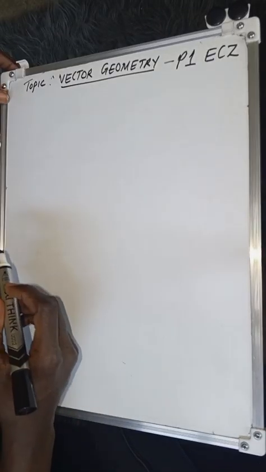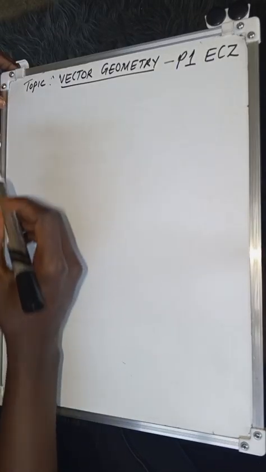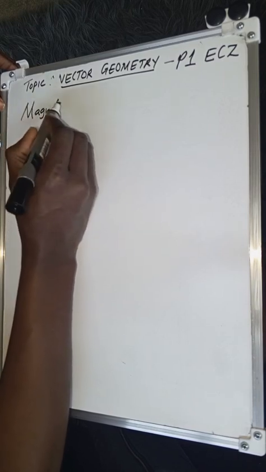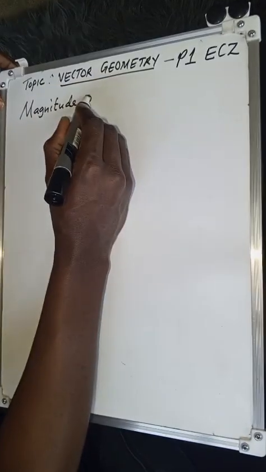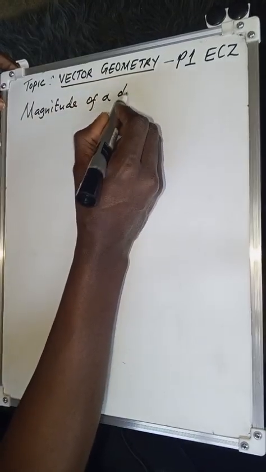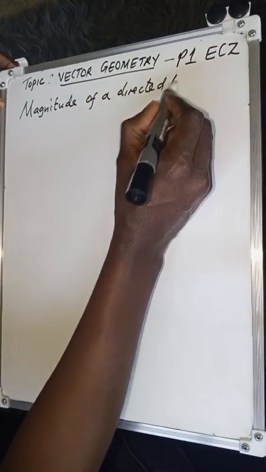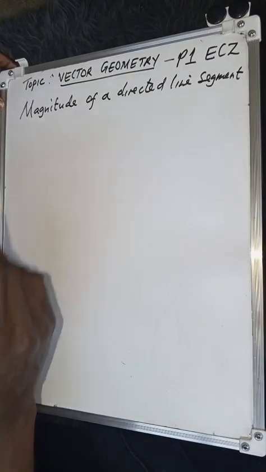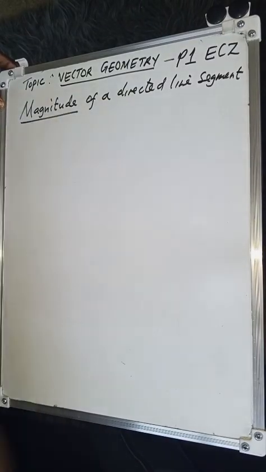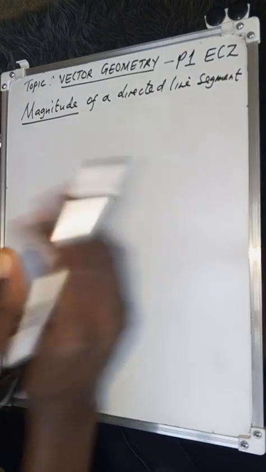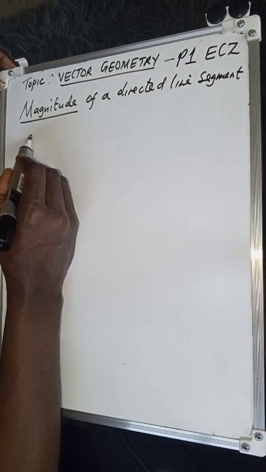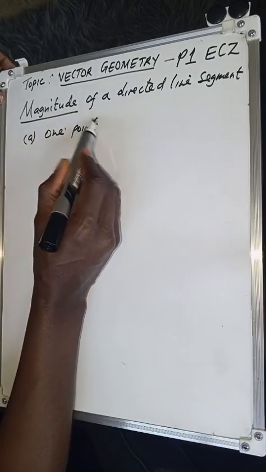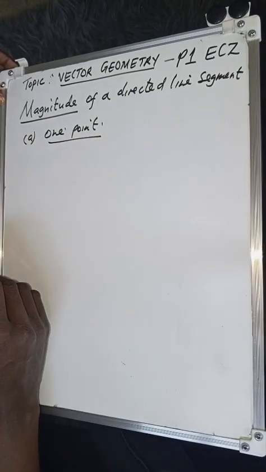Now, mostly in your paper 1, they are going to be telling you about finding what we call the magnitude. So they are going to ask you to find the magnitude of a directed line segment. What do I mean? Well, there are two situations that you can have when they tell you to find the magnitude or the size of a directed line segment. In the first situation, if you're just given 1 point, they can just give you one particular point and tell you to find the magnitude.